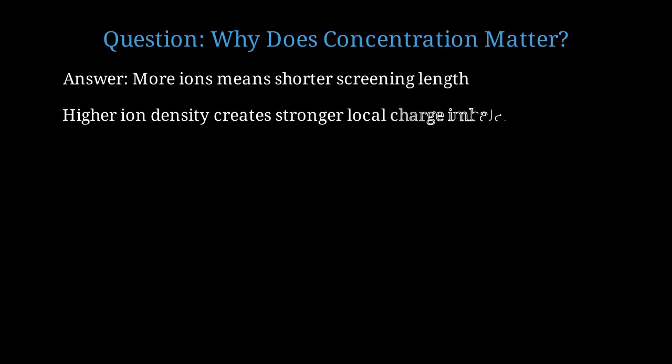With higher ion density, there's a stronger local charge imbalance around each ion. More opposite charges can crowd into the atmosphere. This reduces the effective charge that other ions see at long range, lowering the activity coefficient even more.